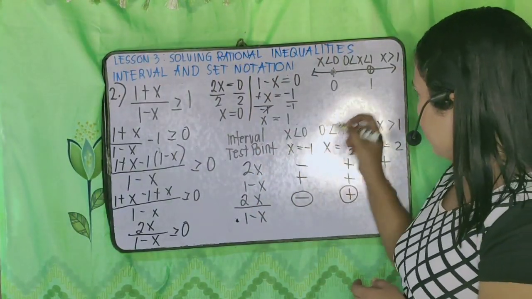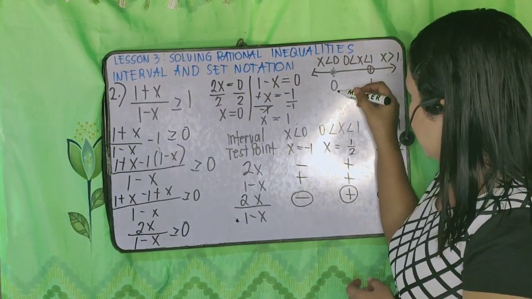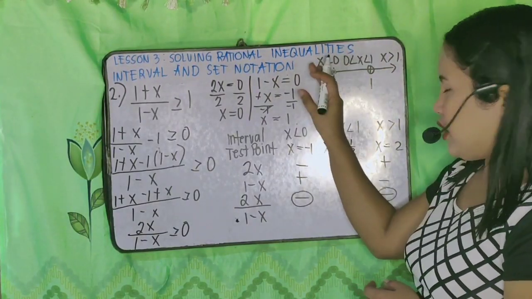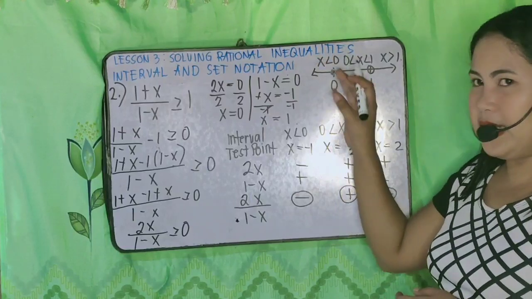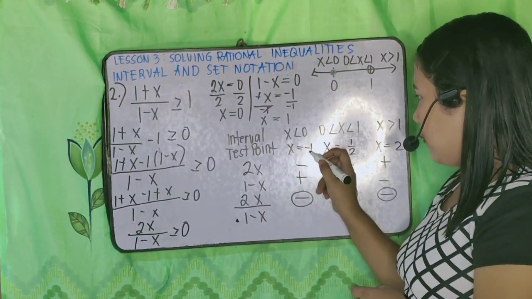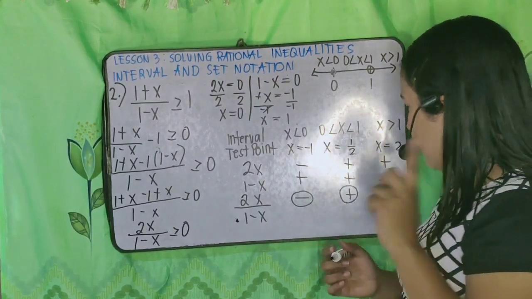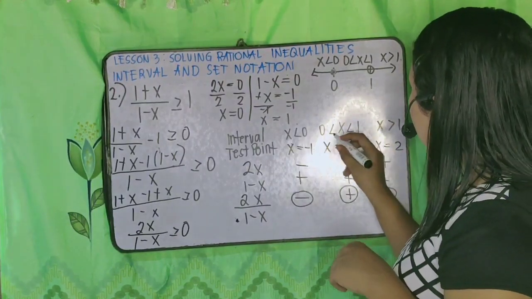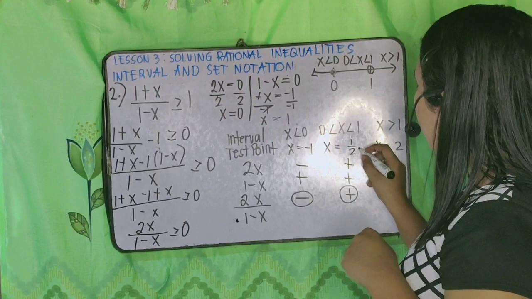So, for 0 po, ang malapit sa 0 is negative 1 kasi dito po natin siya kinuha sa gilid. Okay po? So, meaning nasa left side. Okay? So, pinakamalapit po sa 0 is negative 1. So, yan po yung test point natin ng number 1. Then, between 0 and 1, gamitin natin yung 1/2.